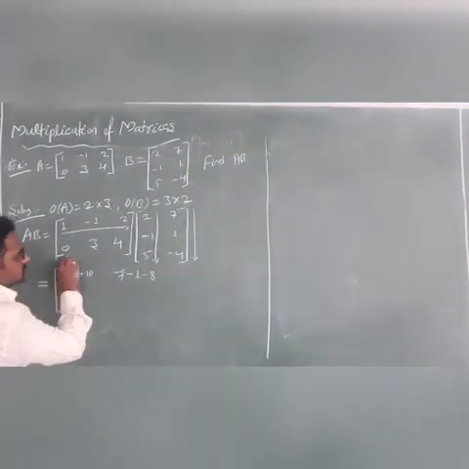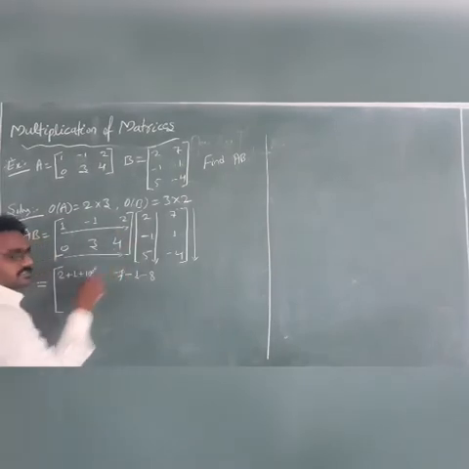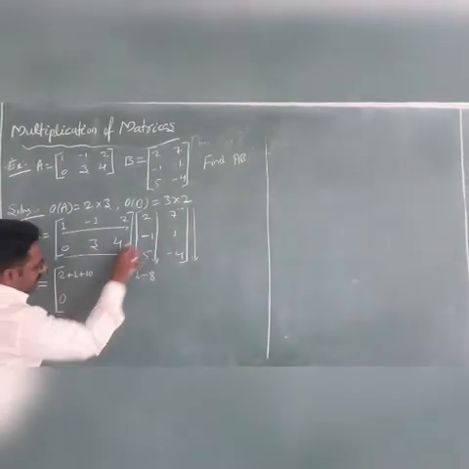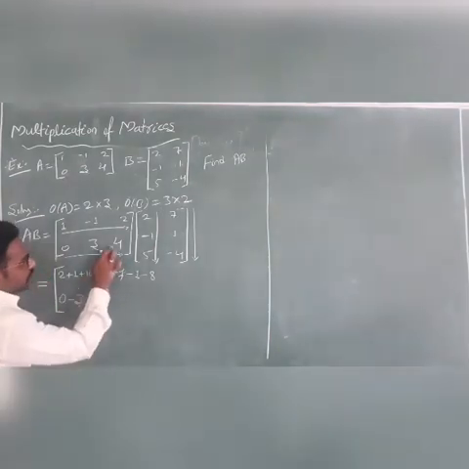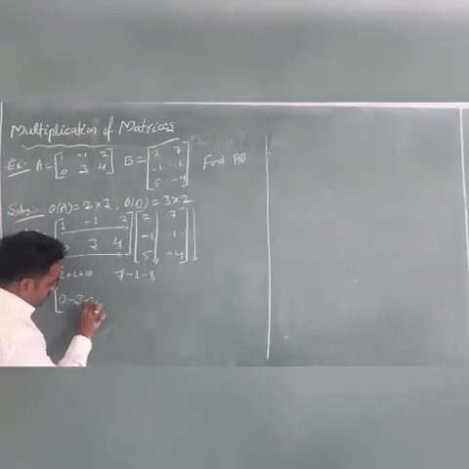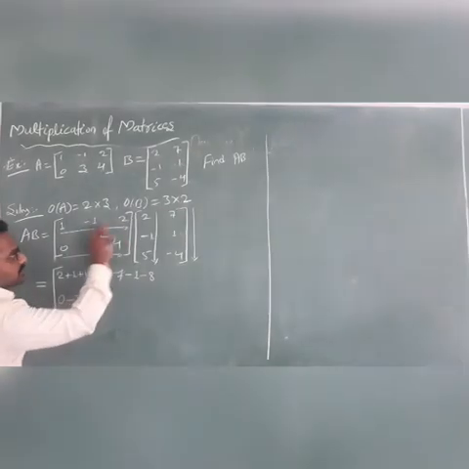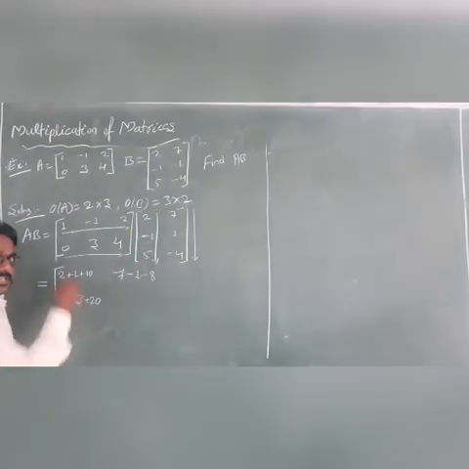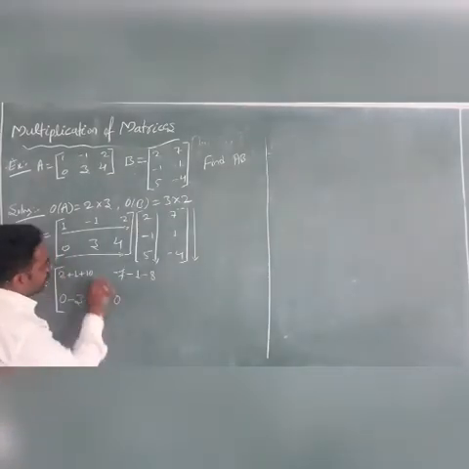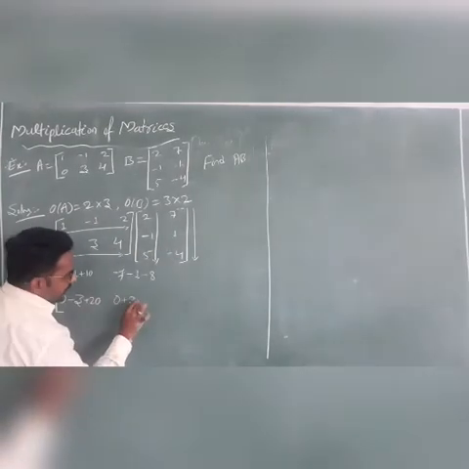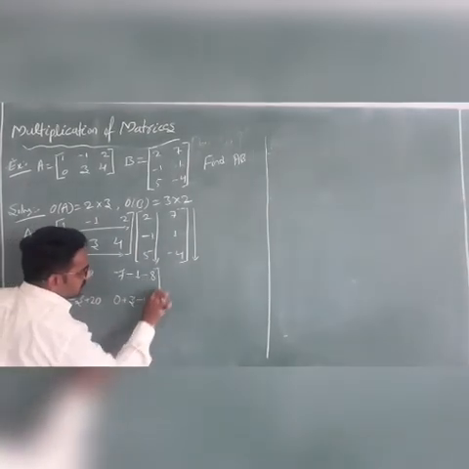Next, second row with first column. 0 into 2, that is 0. 3 into minus 1, minus 3. 4 into 5, that is plus 20. We should take the product of each element and the sum of those products. Okay. 0 into 7, 0. 3 into 1, plus 3. 4 into minus 4, minus 16.